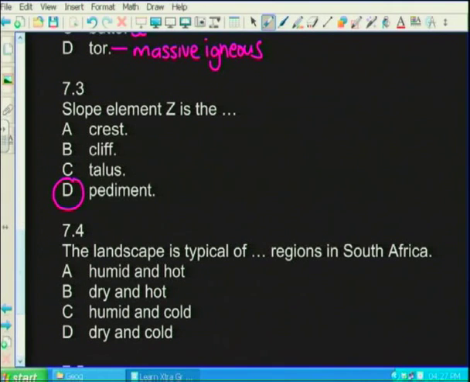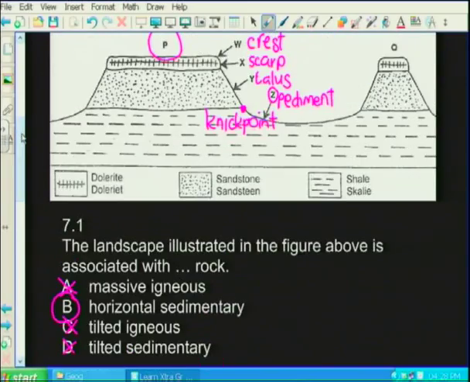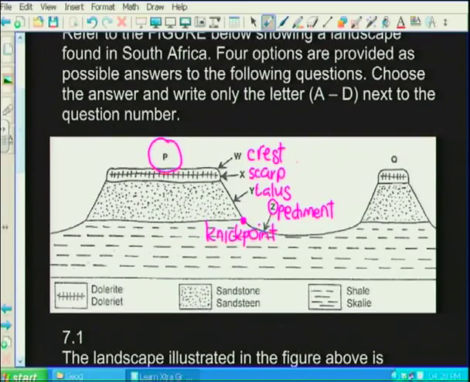You will notice they've got the answer cliff here. A cliff slope could be another name for a scarp slope. So most of the slopes actually have one or two names that could be used in their places.